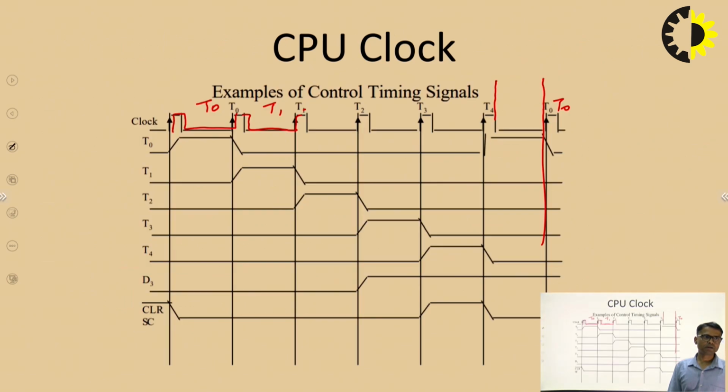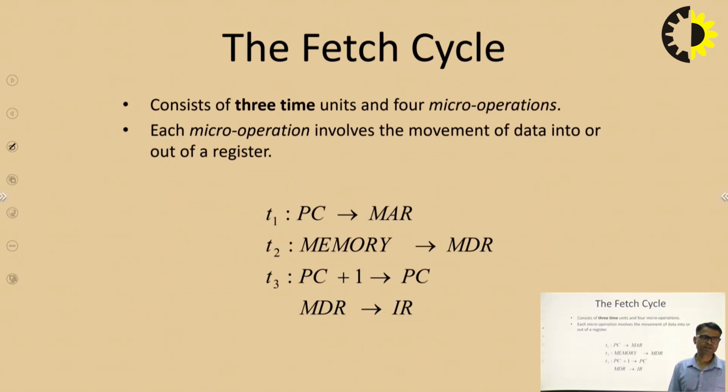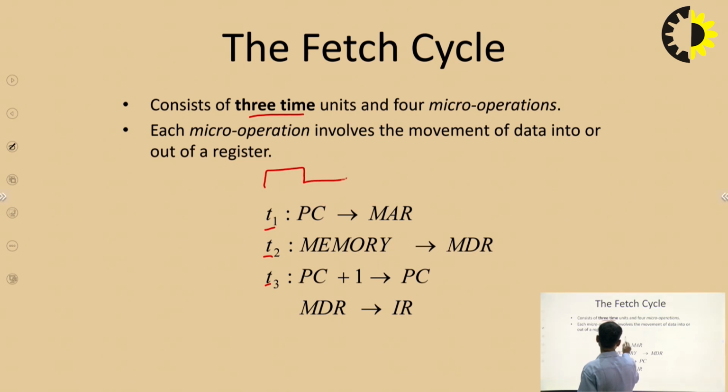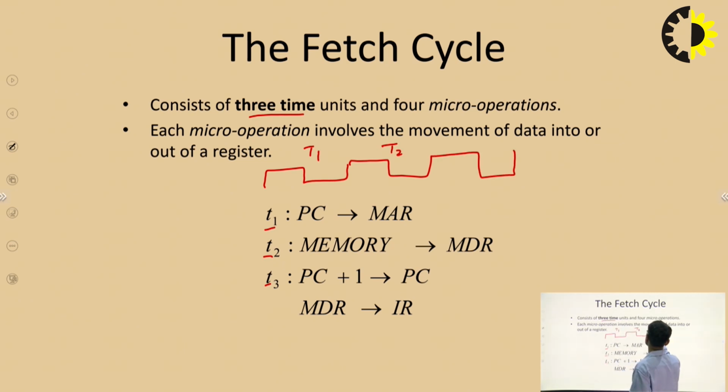So the first one is the fetch cycle, and we can see it consists of 3 time units, T1, T2, T3. So if we see over the timeline, the clock T1, then there will be a time T2, then there will be a time T3. So when the clock has passed T1, the first micro operation that will be executed is the transfer of the content of the PC register to MAR.